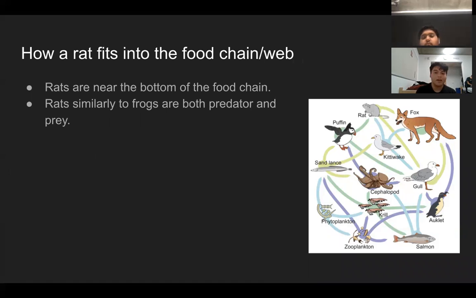Next slide. This is going to be on how rats fit into the food chain and web. Because rats are often preyed upon, they are placed on the bottom of the food chain and web. While rats do eat other animals like mice, insects, and birds, they are often preyed upon by other carnivorous animals.